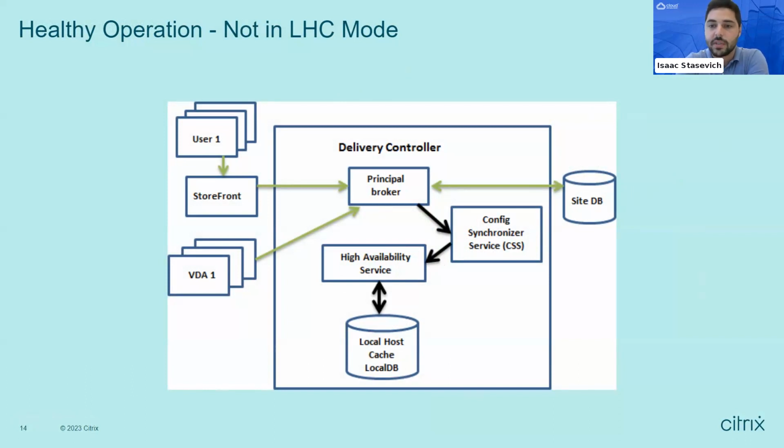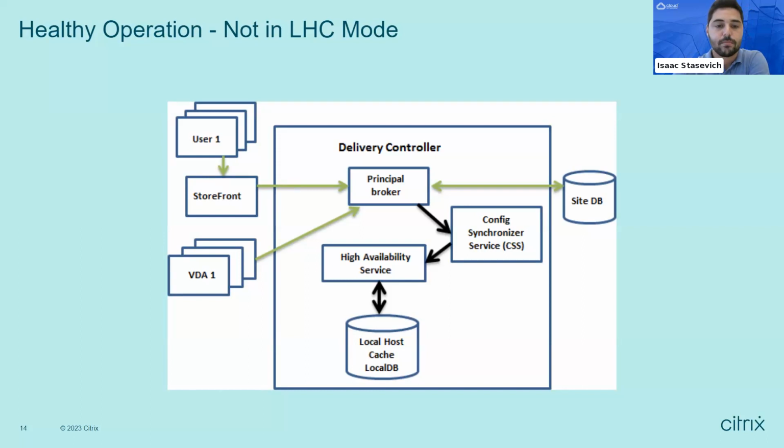The config sync service checks with the broker about every minute to see if any changes were made to that site database. If there were changes, we'll get a new copy of that database down to the localhost cache database. If there are no changes, then nothing is copied. And all configuration data is copied, not just what is changed. That's pretty much how it works. And you'll see that the VDAs in this case are also registering with the principal broker.